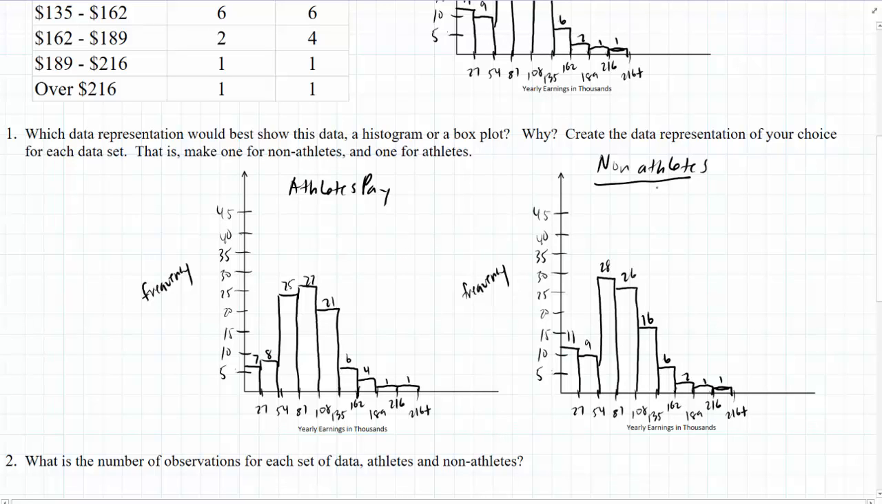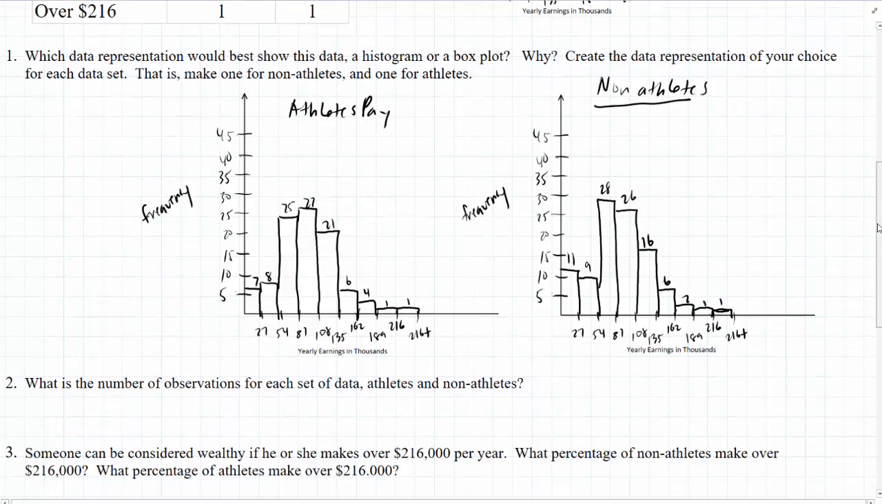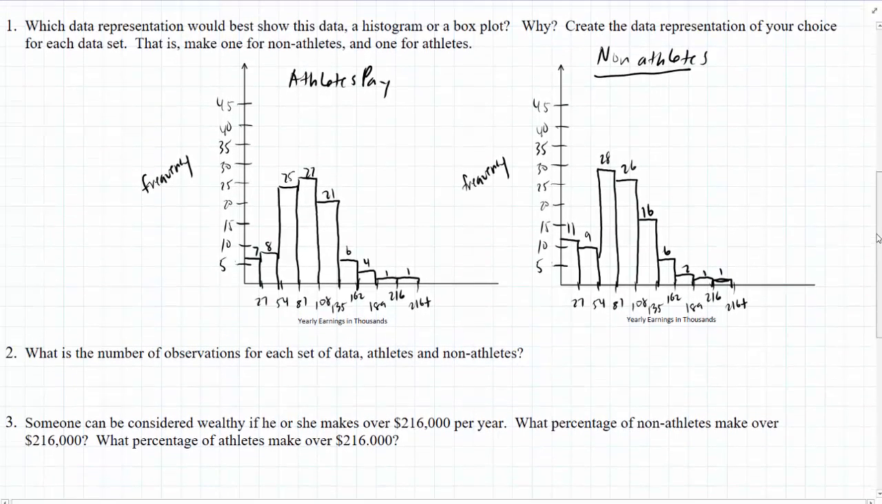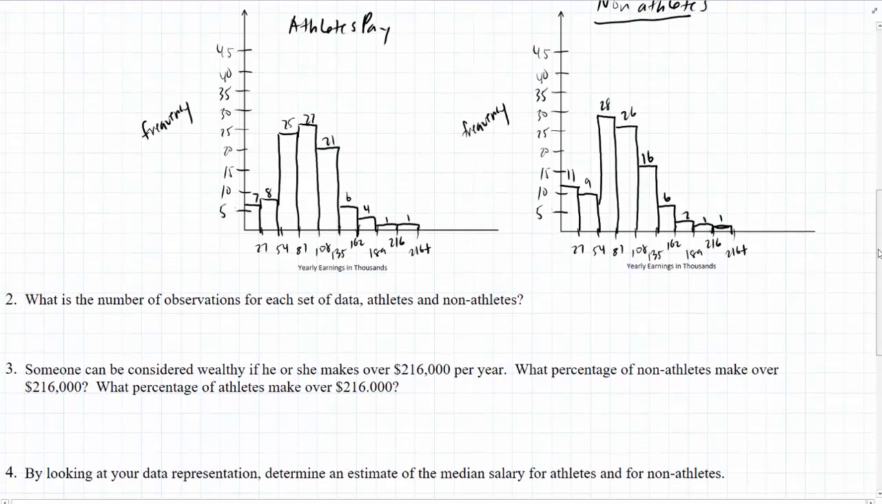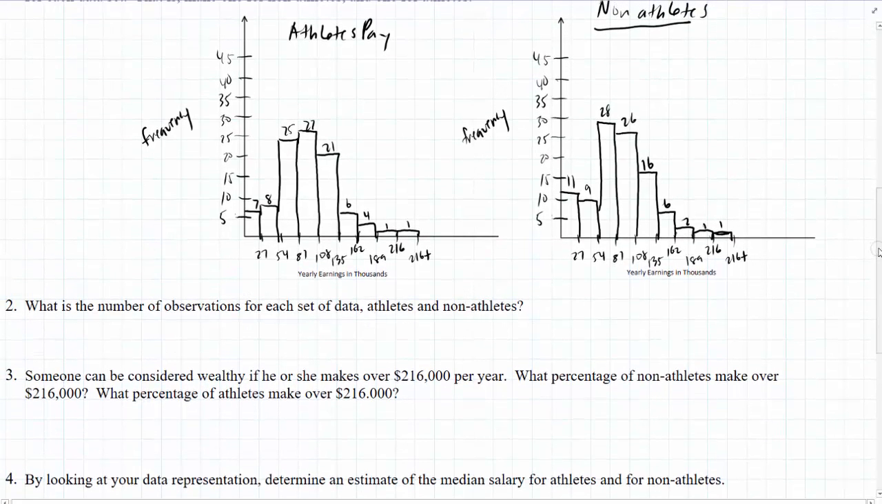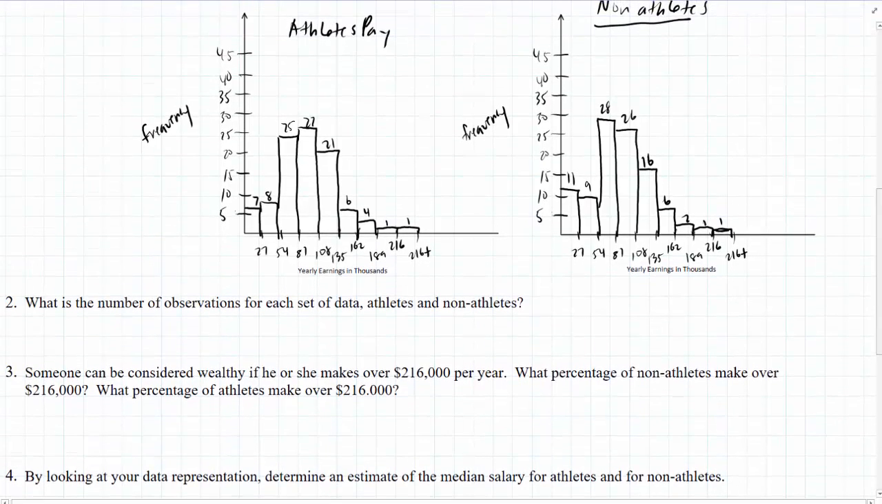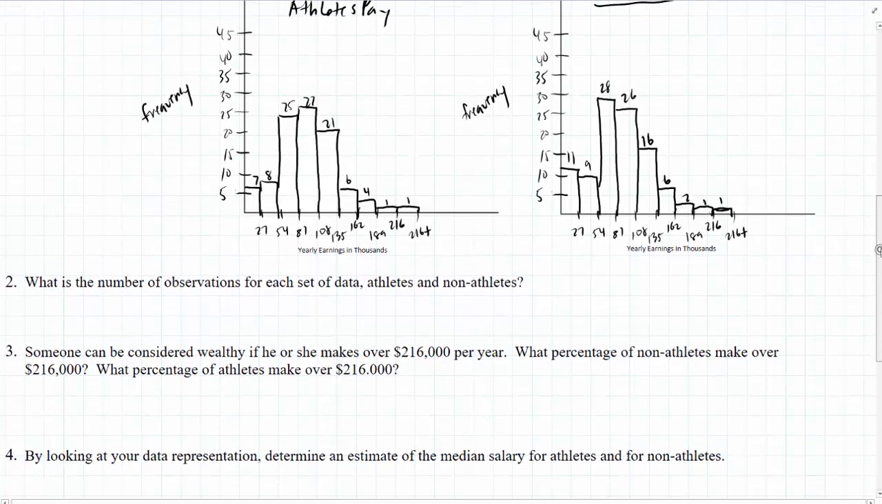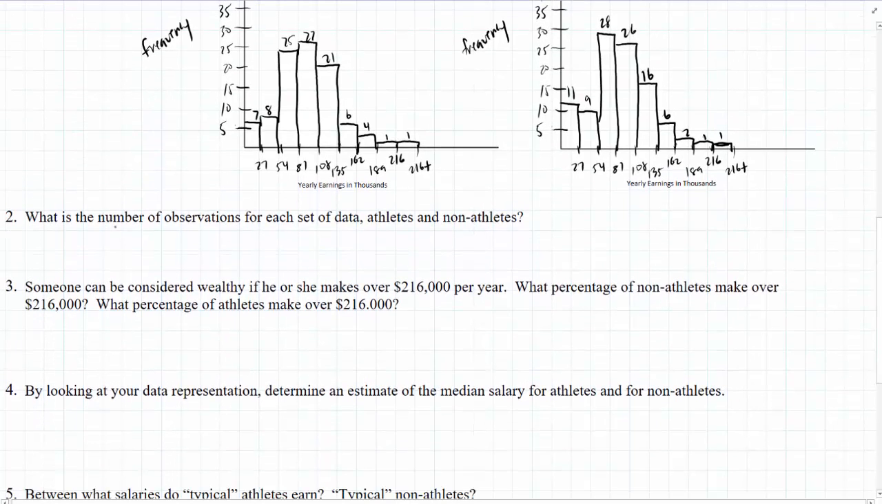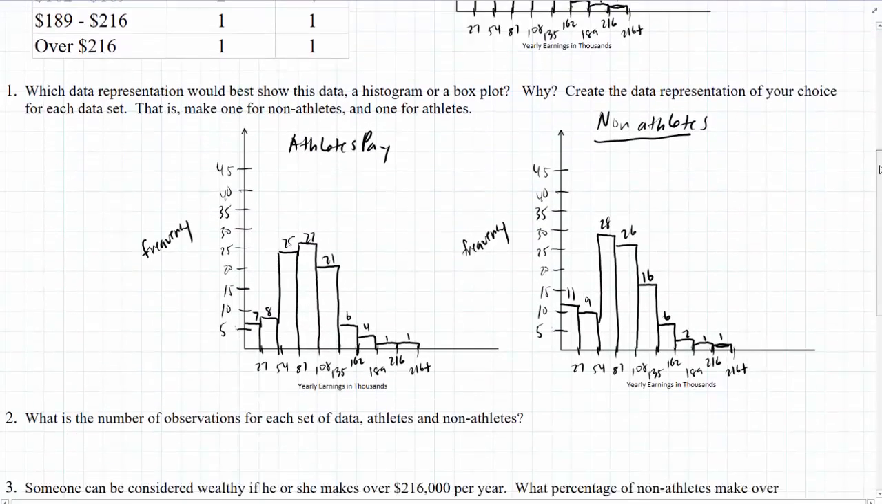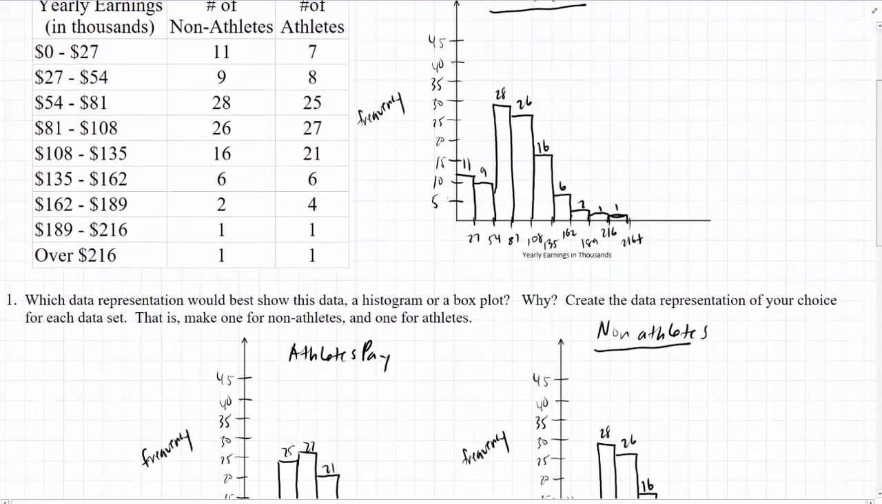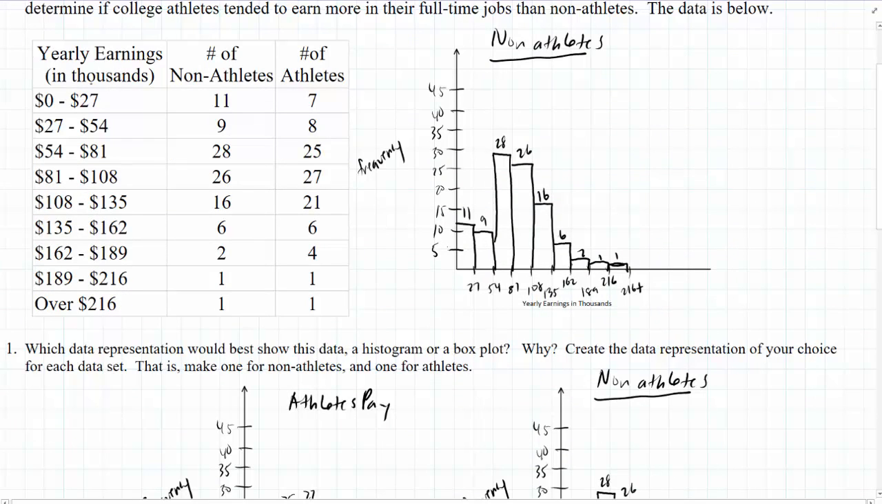Now that we have the histograms, we can start making comparisons and analyzing the data, and we'll really be able to see the story and answer the question whether the college athletes make more or not. Number 2 is asking what's the number of observations for each set of data, athletes and non-athletes. To do that, we just add up the frequency. We could look at the histograms, but here they already set up the table. So we'll just add up all the data.